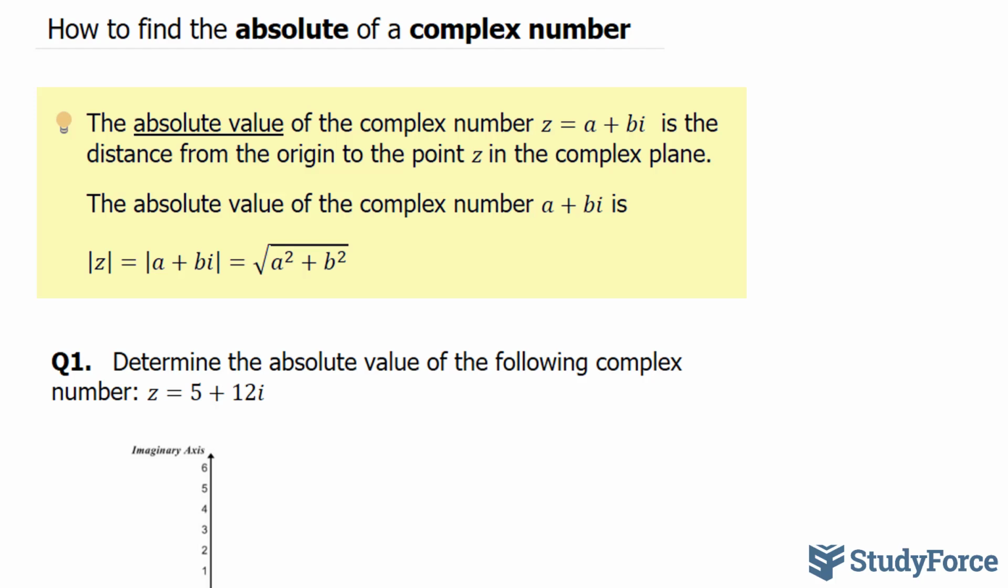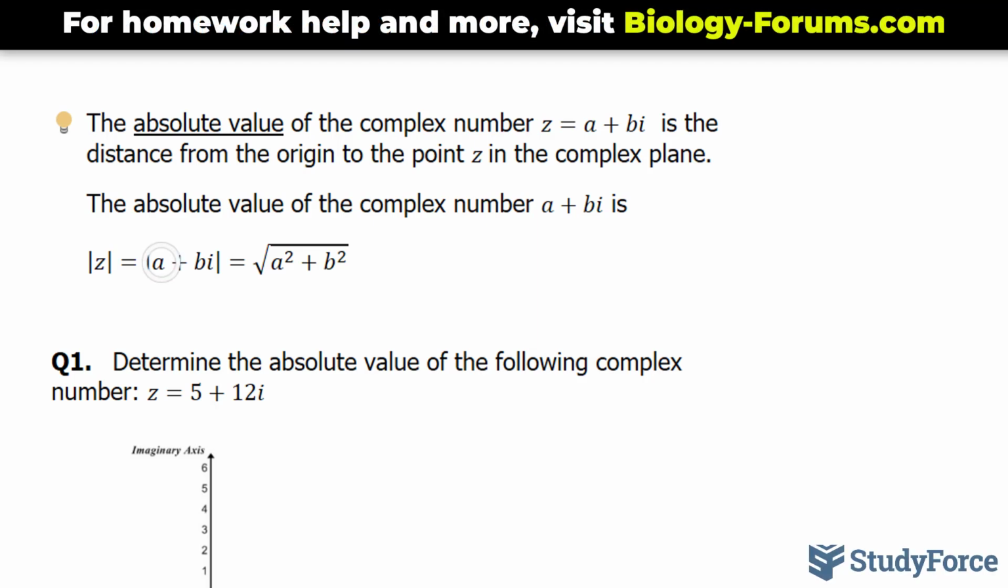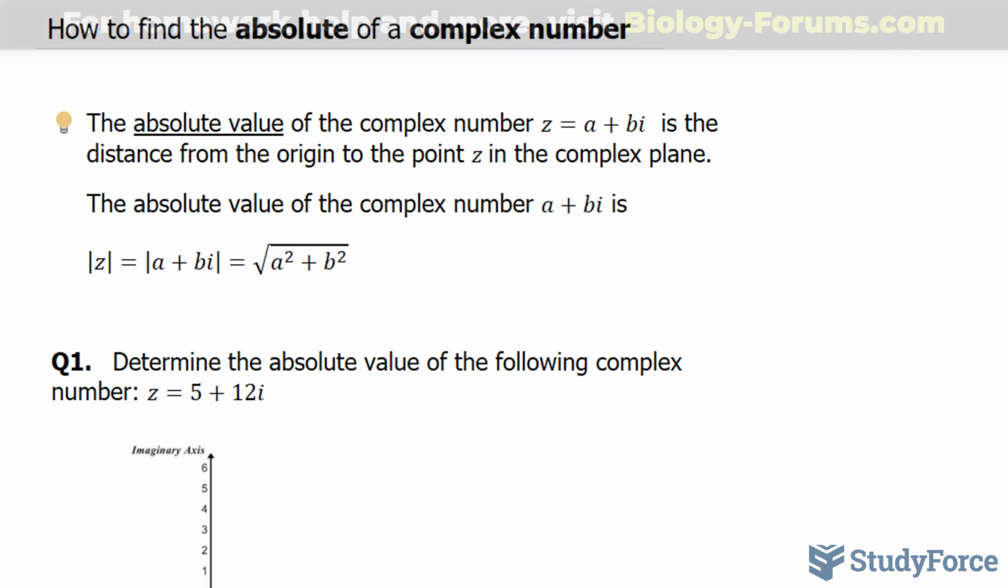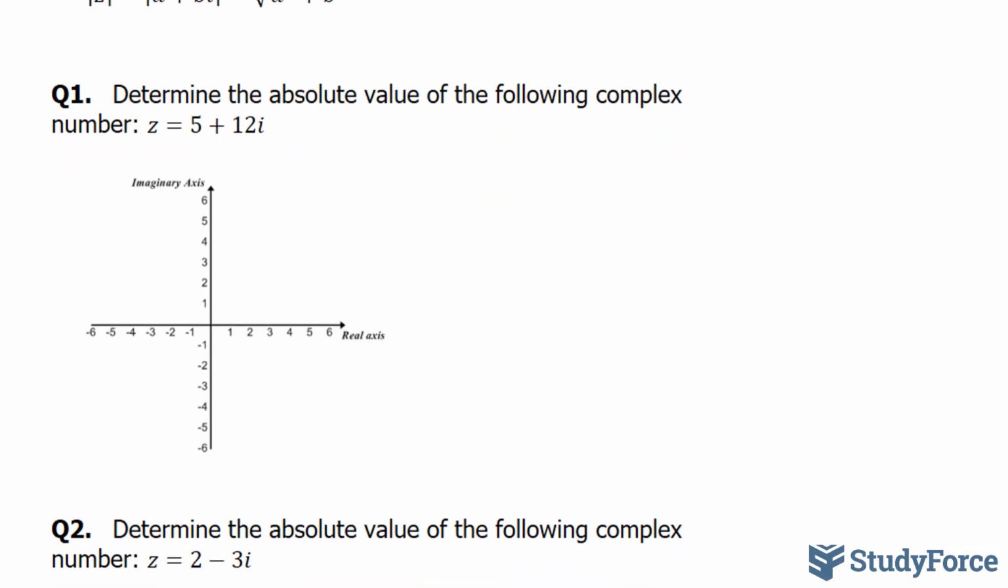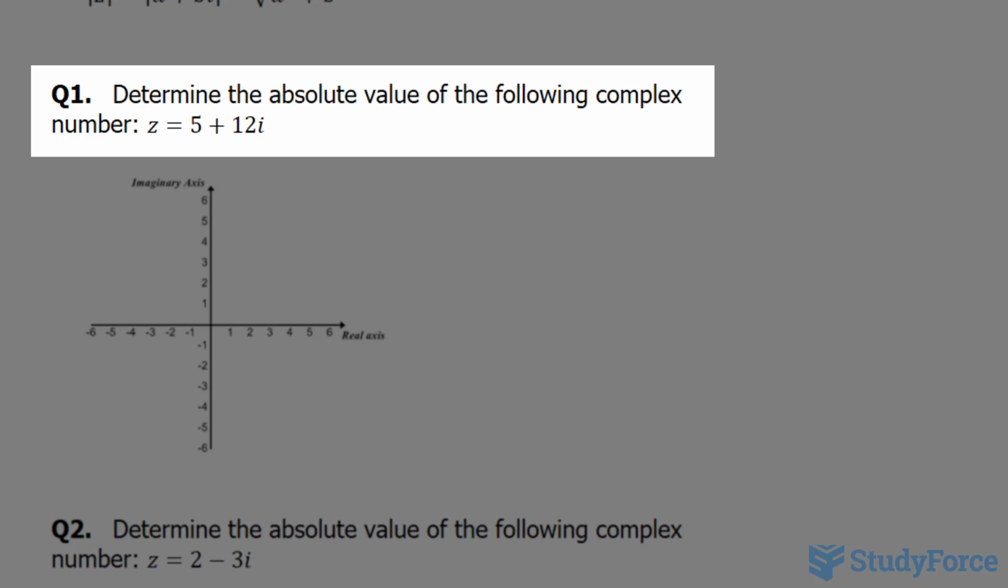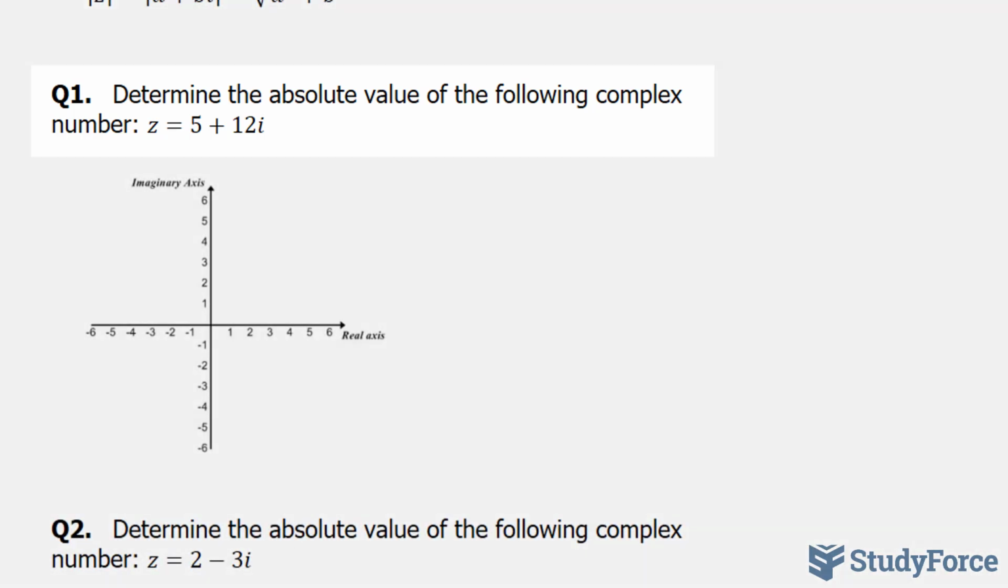The absolute value of the complex number a plus bi, for example, is mathematically denoted right here, where you take your values a and b, square them, add them up, and take the square root. That being said, question 1 reads, determine the absolute value of the following complex number, 5 plus 12i.